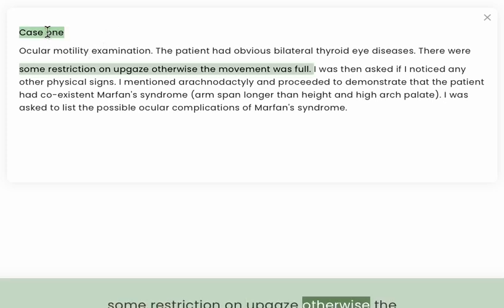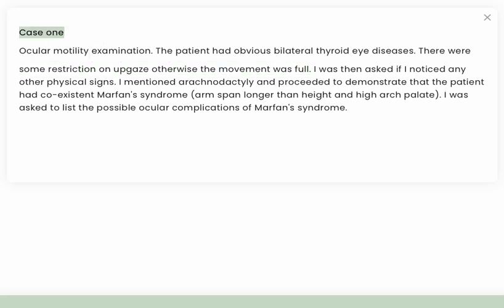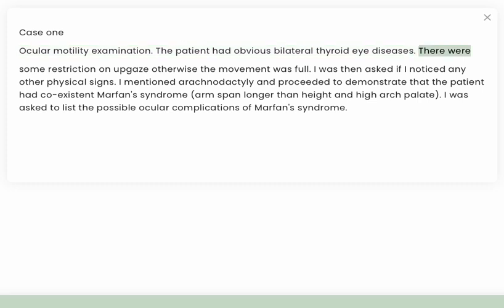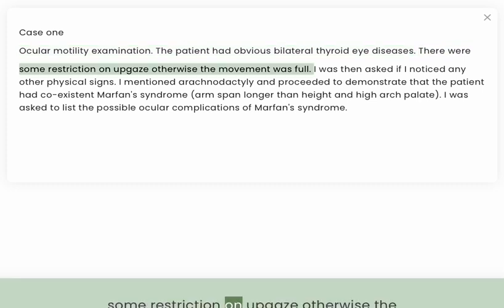Some restriction on up-gaze. Case 1. Ocular motility examination. The patient had obvious bilateral thyroid eye disease. There was some restriction on up-gaze, otherwise the movement was full.